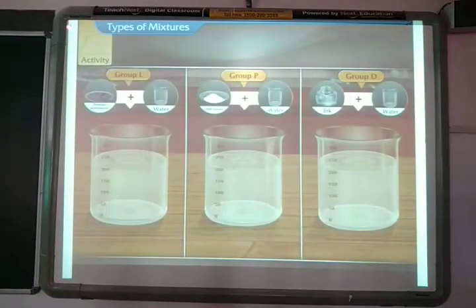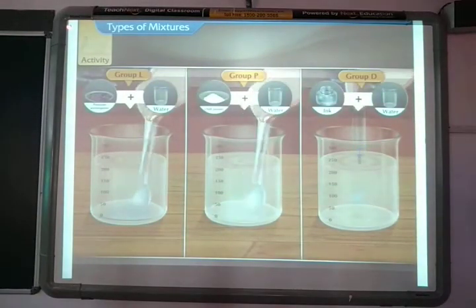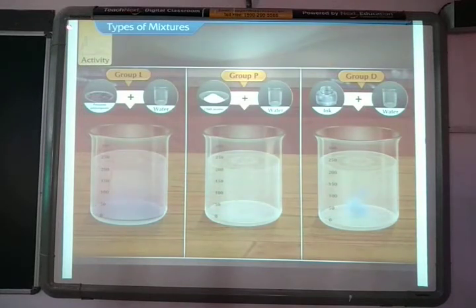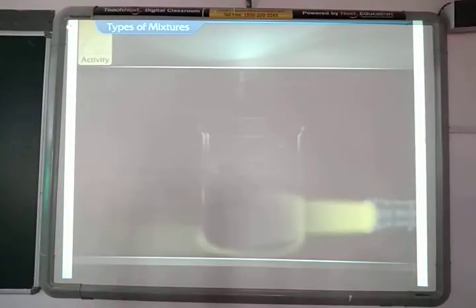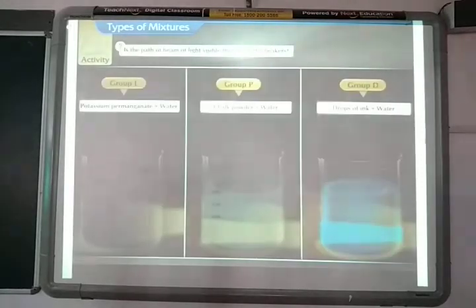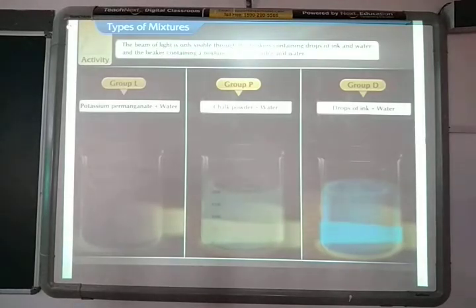Instruct all the groups to add the given sample in beakers containing water and stir them properly using a glass rod. Now, direct a beam of light from a torch through the beakers containing the mixtures. Is the path of the beam of light visible through all the beakers? The beam of light is only visible through the beaker containing drops of ink and water and the beaker containing a mixture of chalk powder and water.